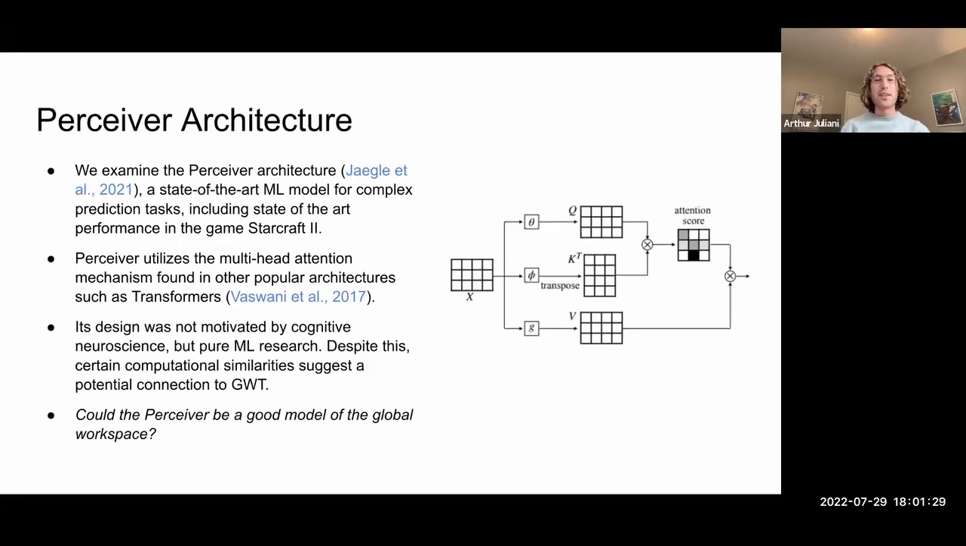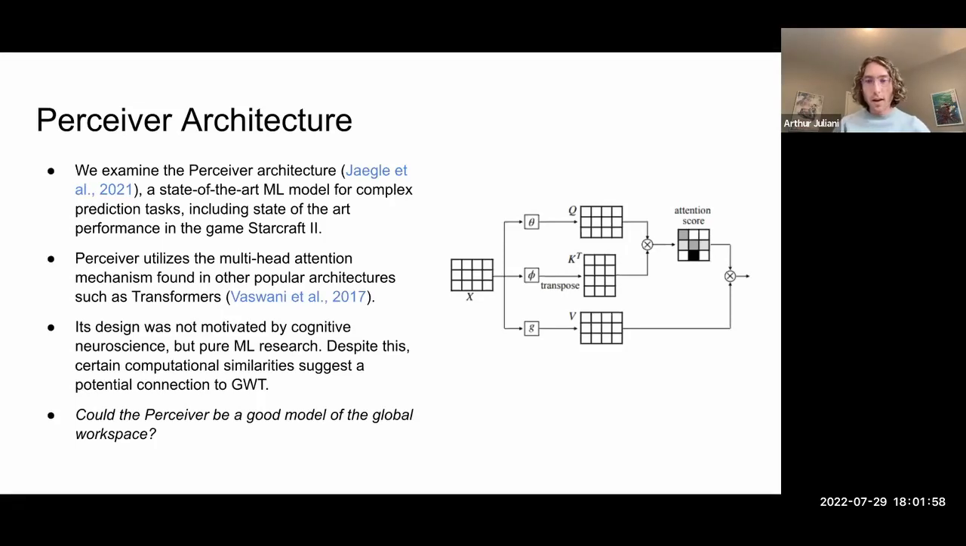Importantly, the perceiver was designed completely in the machine learning context. So it wasn't designed to act in any way similar to theories of the brain or the global workspace. But myself and my collaborators noticed that at a high level, there seemed to be some similarities. And so we wanted to explore this research question of whether or not the perceiver might be a good model of the global workspace.